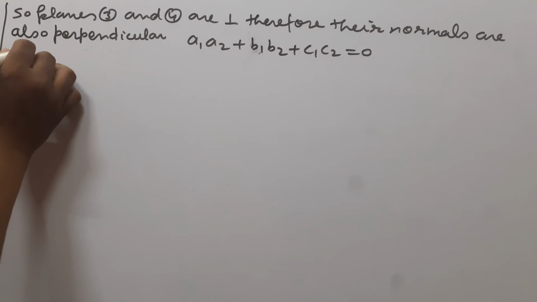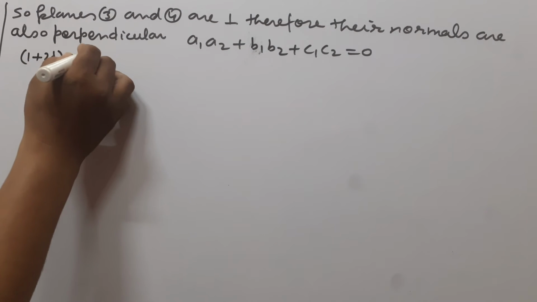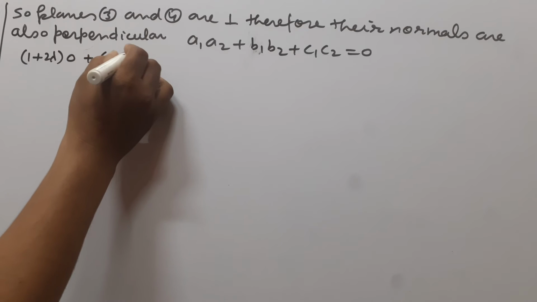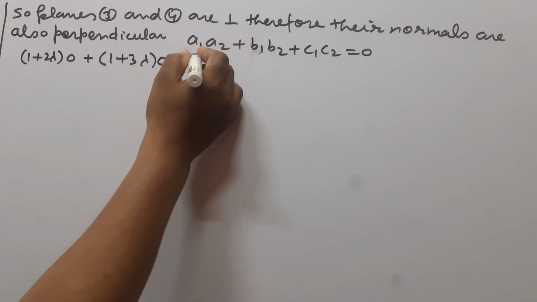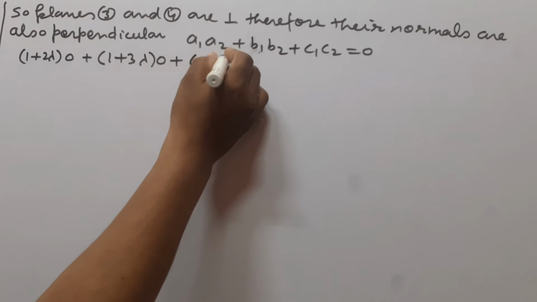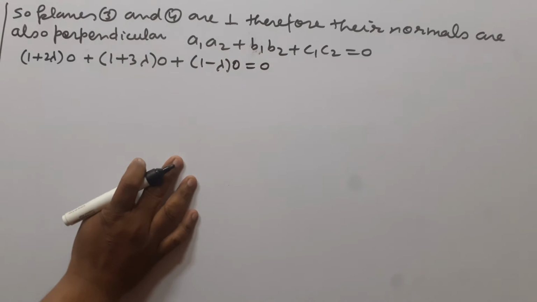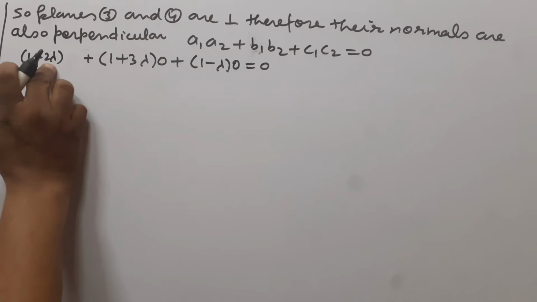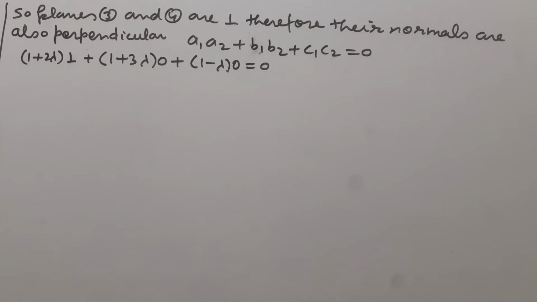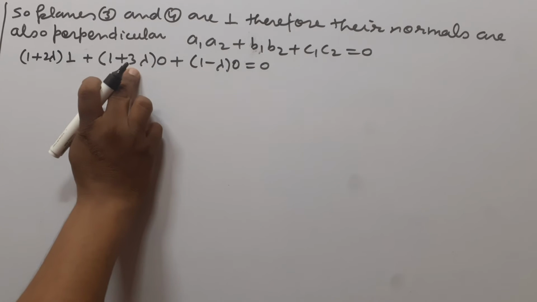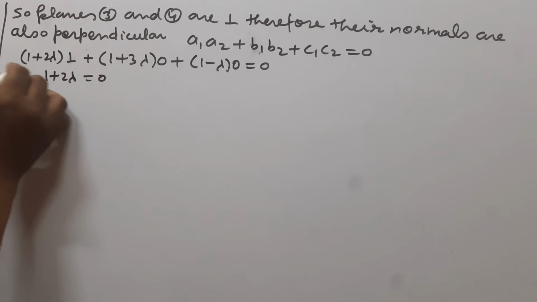Now we write here 1 plus 2 lambda in place of a1, in place of a2 we write 0, in place of b1 we put 1 plus 3 lambda, in place of b2 we put 0, in place of c1 we put 1 minus lambda, and in place of c2 we put 0, this is equal to 0. And here 1 plus 2 lambda multiplied by 1, because the coefficient of x is 1 in equation 4. Now this term is 0, this term is 0, and 1 multiplied by 1 plus 2 lambda, we get 1 plus 2 lambda equal to 0.